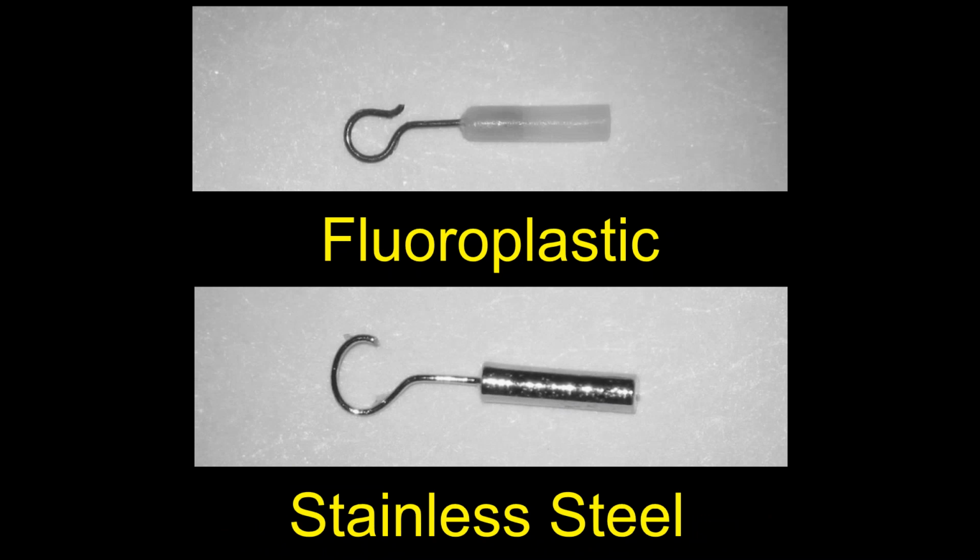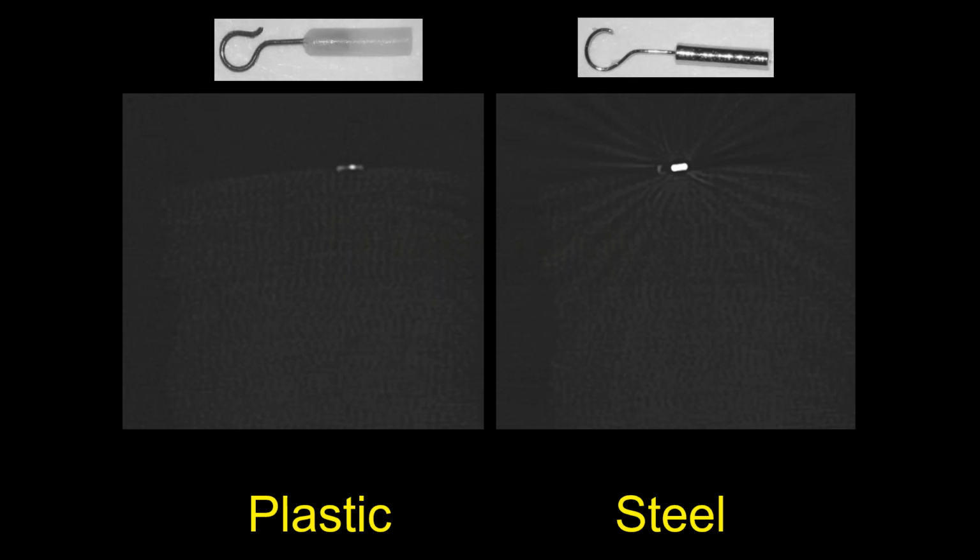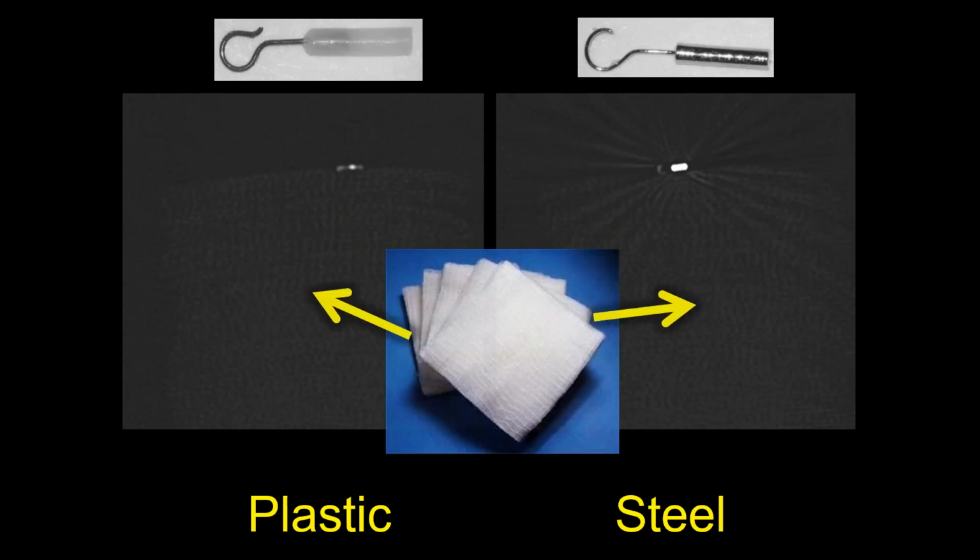So I took these two prostheses and I tried to do a CT on them. This is what I saw in the CT. I very carefully laid them on a small pile of Kerlix sponges. And this is the fluoroplastic prosthesis on a zoomed in image, just like we would do a temporal bone CT. And this is that stainless steel model for the stapes prosthesis.